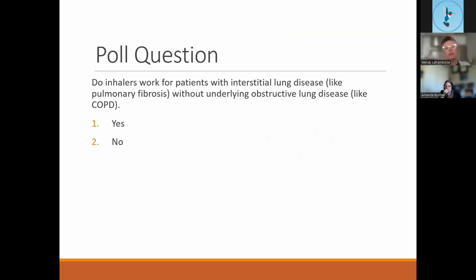Do inhalers work for patients with interstitial lung disease, like pulmonary fibrosis, without underlying obstructive lung disease like COPD? So if a patient doesn't have COPD and only has interstitial lung disease on pulmonary function test, would a puffer work for that patient?